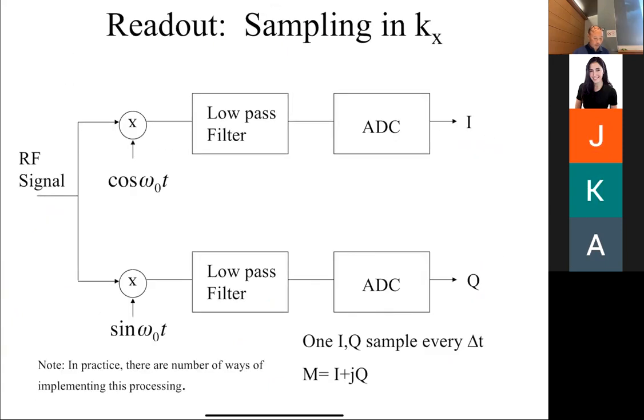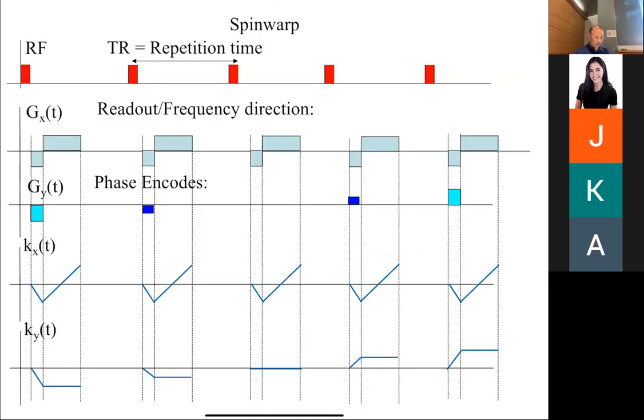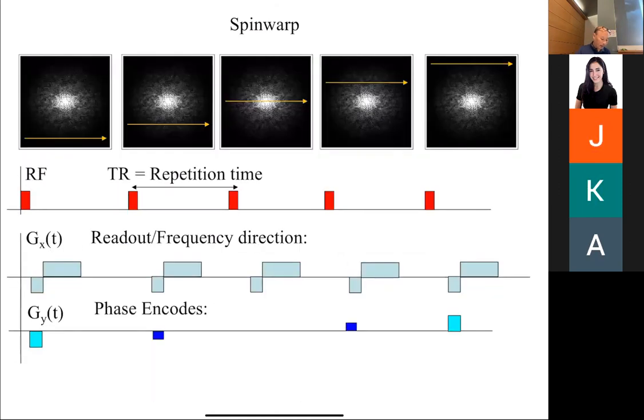There's one additional thing I need to tell you, which is how do we sample in KX? How does the sampling actually get done? This stepping from here to here gives me my steps in delta KY. The spacing of those lines is the sampling in delta KY. But as I go along the line, I'm acquiring samples along KX. So the question is, how is that sampling done?